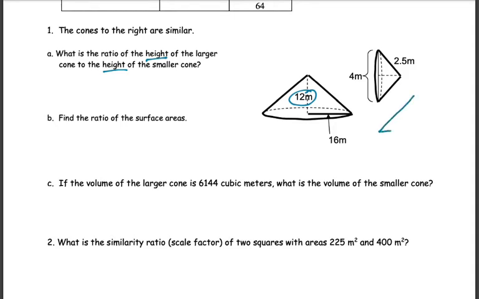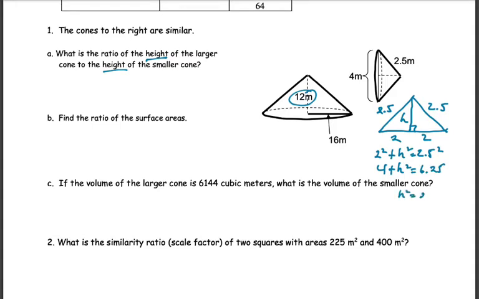I'm going to draw this figure like this. If this is 2.5, this will also be 2.5. And when you draw that height, it cuts the diameter of that cone into 2 equal parts of 2 and 2. And now you can do the Pythagorean theorem to figure out the height. So you can do 2 squared plus h squared equals 2.5 squared. That's 4 plus h squared equals 6.25. Subtract 4, so you get 2.25. And so h equals 1.5.